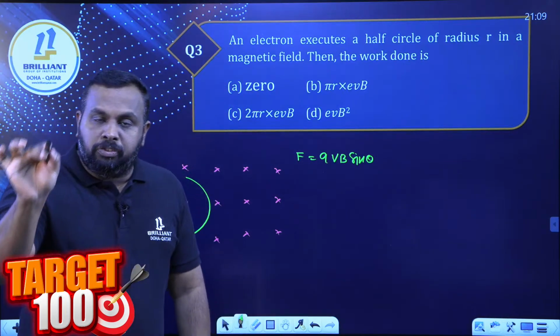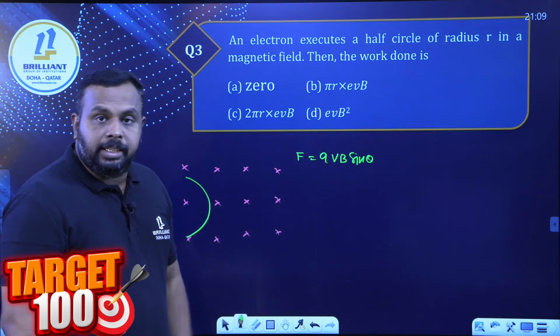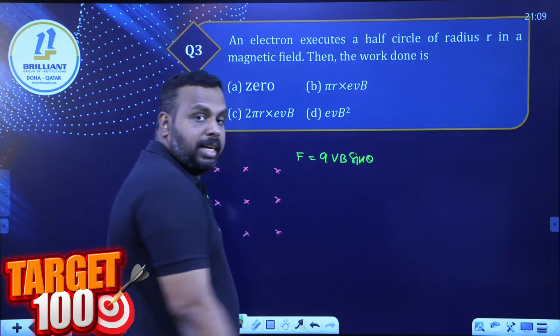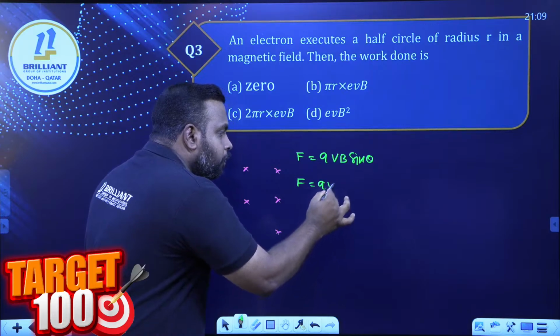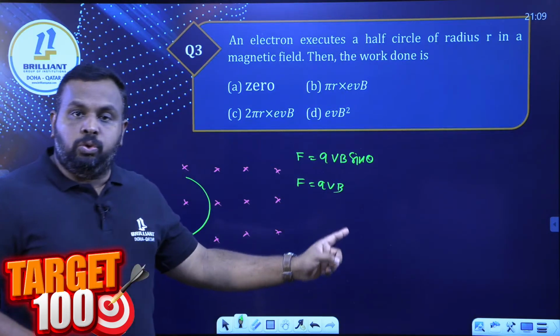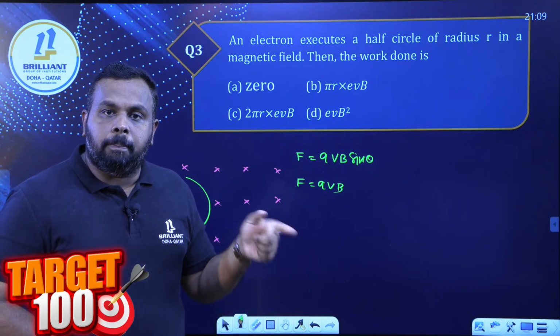For a charge to follow a circular path, theta should be 90 degrees. So if theta is 90, we get sine 90 equal to 1. Force F is equal to what? QVB. If force is QVB, the charge follows a circular path.